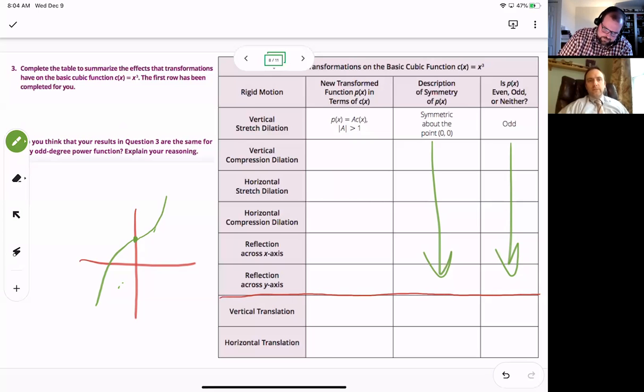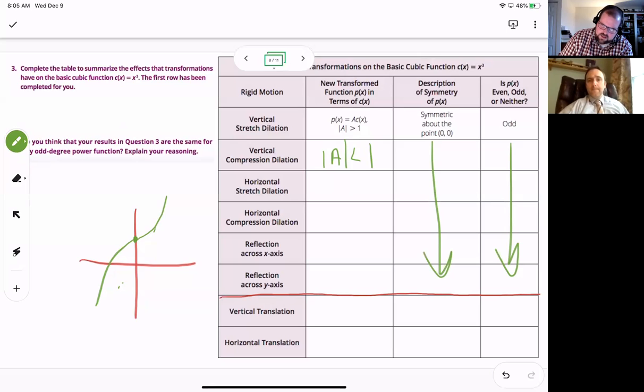So to fill this in, when a is bigger than 1, that's going to be a vertical stretch. When, I think I'm just going to say a is less than 1, that's going to be a vertical shrink. That makes sense.